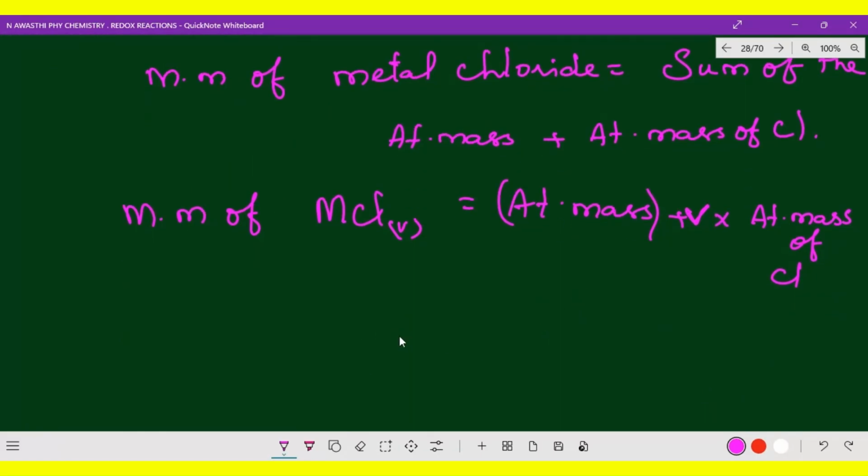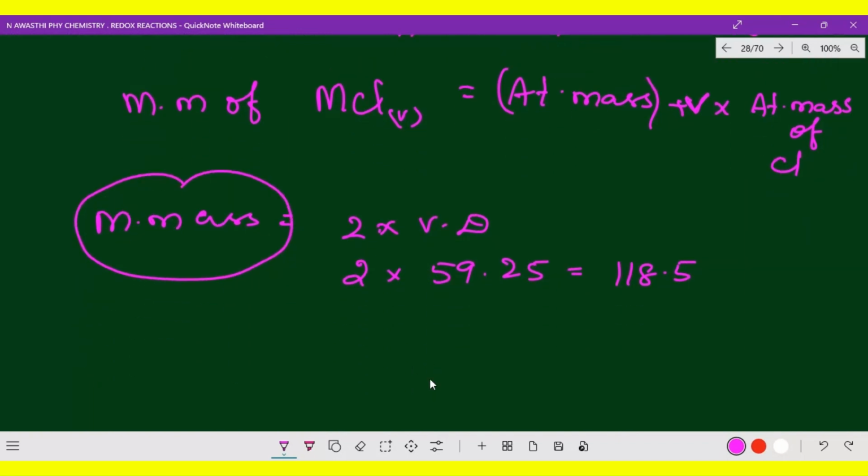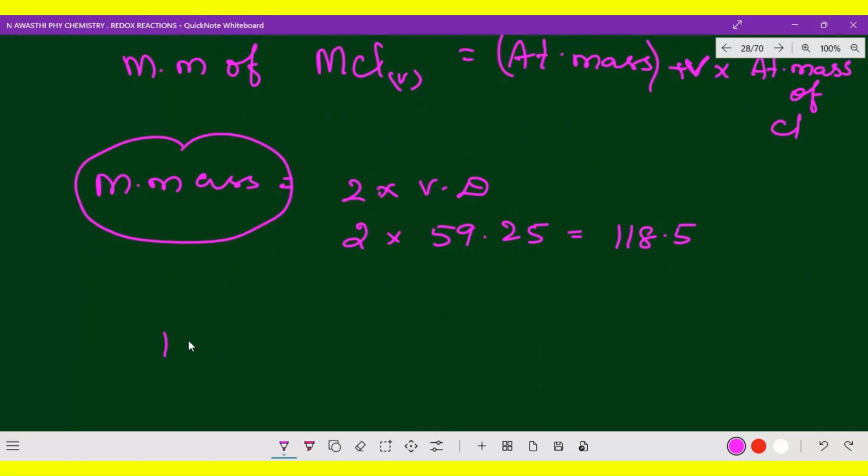Okay. So now, molecular mass equal to 2 into vapor density, right? 2 into 59.25. So you will get 118.5. So the molecular mass we got is 118.5.